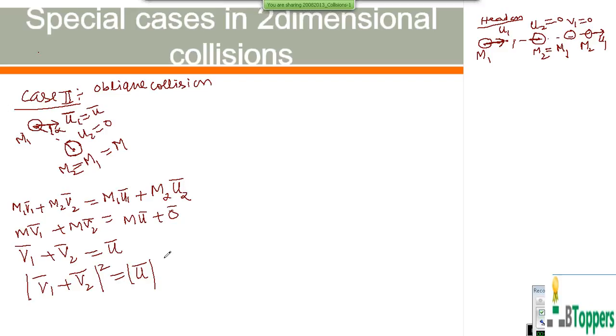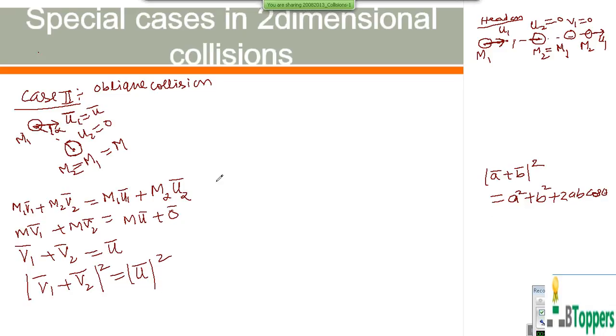Then we square the modulus, that is, the square of the modulus of the resultant of v1 bar and v2 bar equals the square of the modulus of v bar. As we studied earlier in vectors, the modulus of a bar plus b bar is root of a square plus b square plus 2ab cos theta, where theta is the angle between the vectors a bar and b bar. That means in the parallelogram law of addition of vectors, the square of the magnitude of the vector sum of a bar and b bar is given by mod of a bar plus b bar squared equals a square plus b square plus 2ab cos theta.